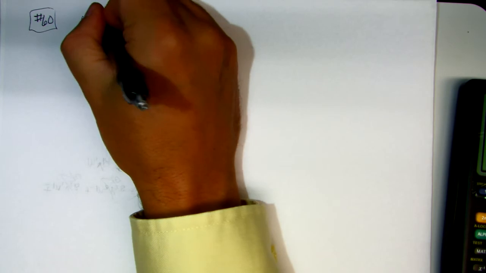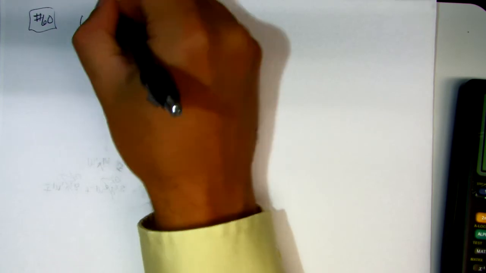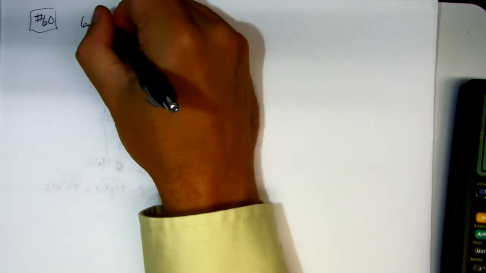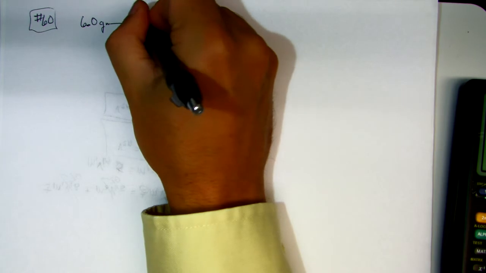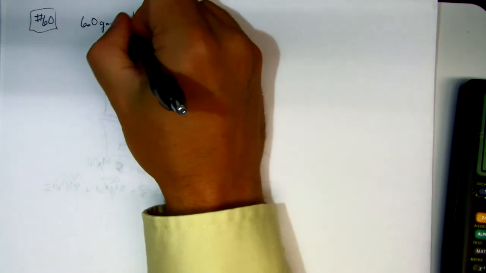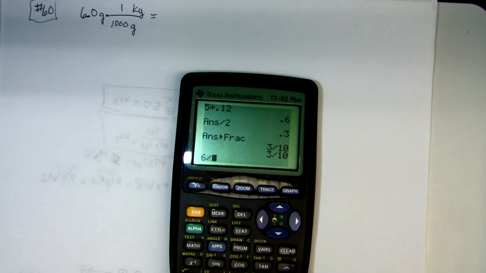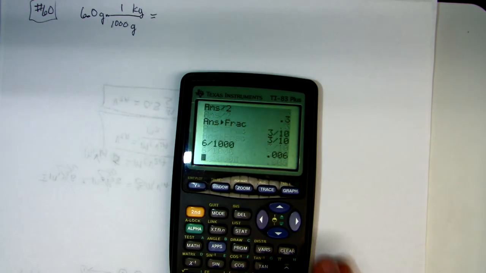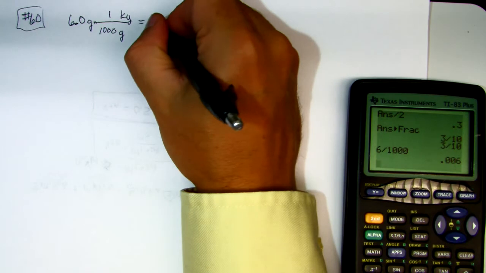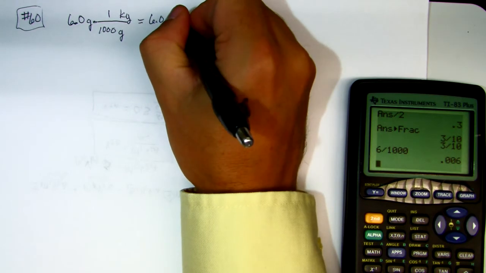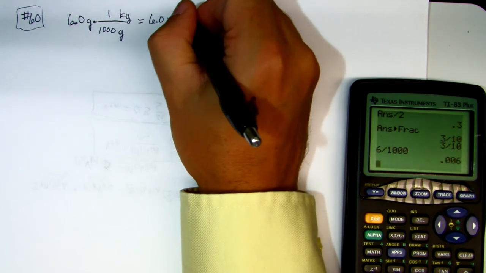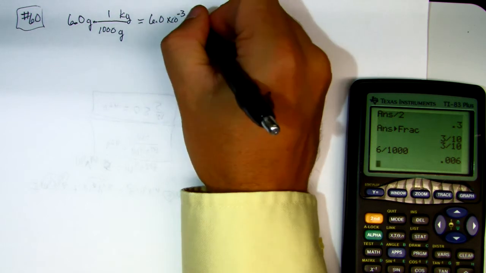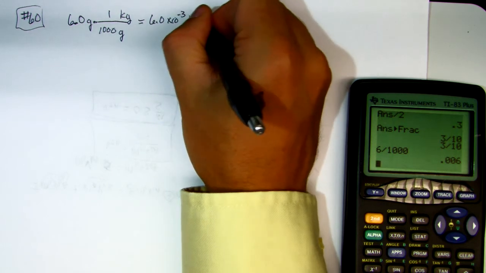So 6.0 grams. And I'm trying to convert this to kilograms. So grams go on bottom, kilograms go on top. There's 1,000 grams in 1 kilogram. So then we do 6 divided by 1,000. And I get 6.0 times 10 to the negative 3. And what's the unit? Kilograms.